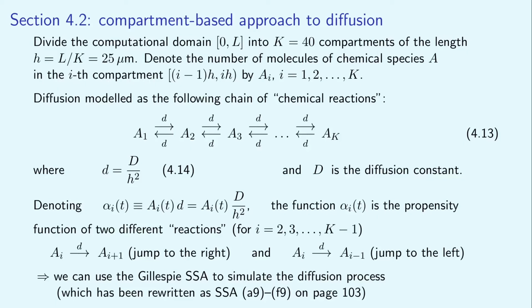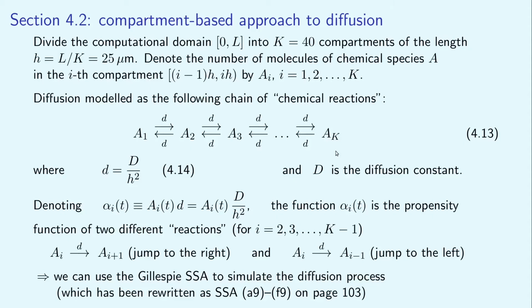Here I would like to note that the two reactions which correspond to the jump to the left and jump to the right from the ith compartment have the same propensity function equal to d over h squared times A_i. Therefore, we do not need to compute it twice. In particular, we can simplify some steps of the Gillespie algorithm when we write it as a computer code. However, the resulting algorithm is just the Gillespie algorithm applied to this system of 2K-2 chemical reactions.